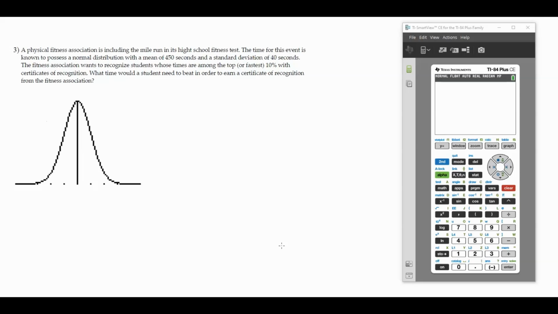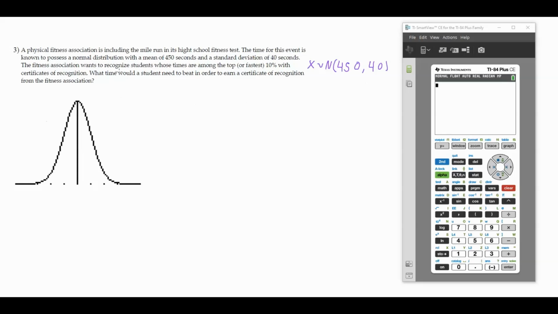Number 3, it says a physical fitness association is including the mile run in its high school fitness test. The time for this event is known to possess a normal distribution with a mean of 450 seconds and a standard deviation of 40. So this is normally distributed with a mean of 450 and a standard deviation of 40.